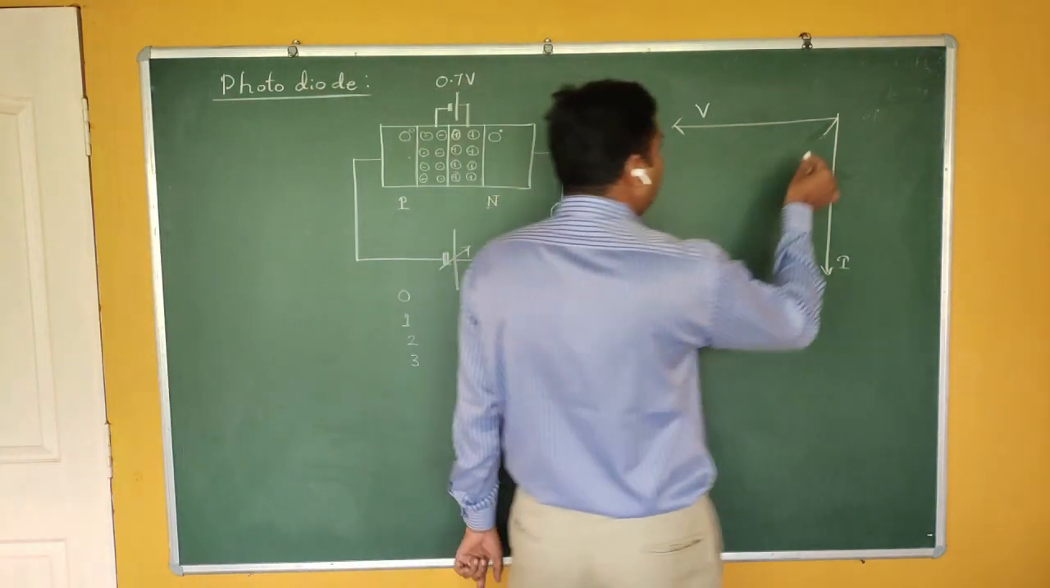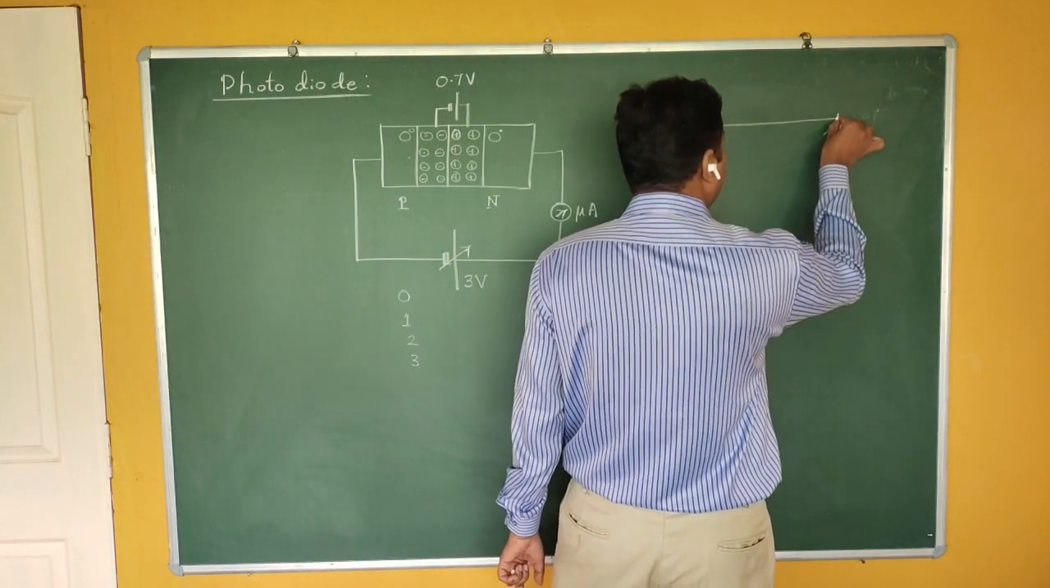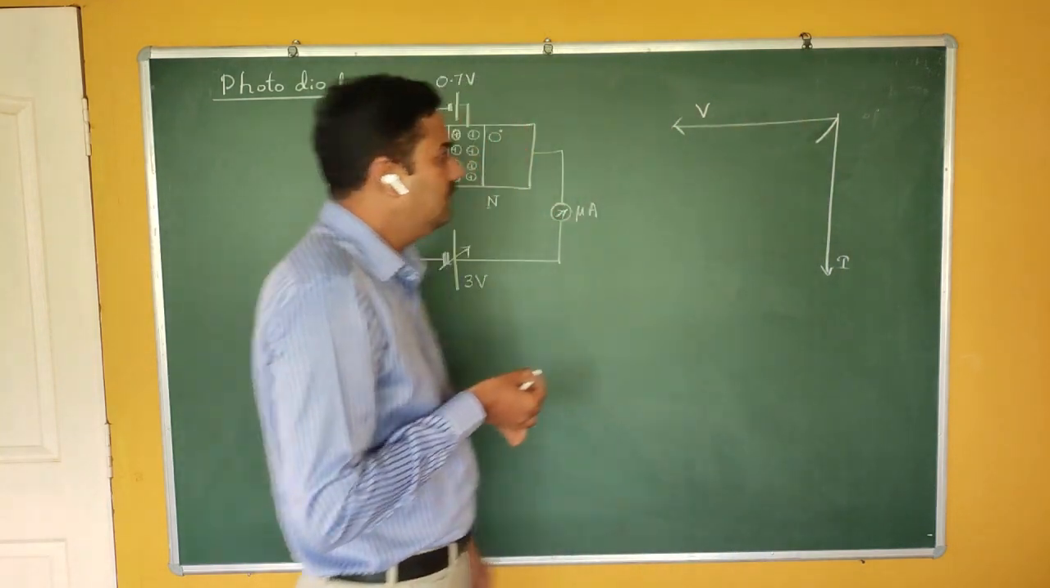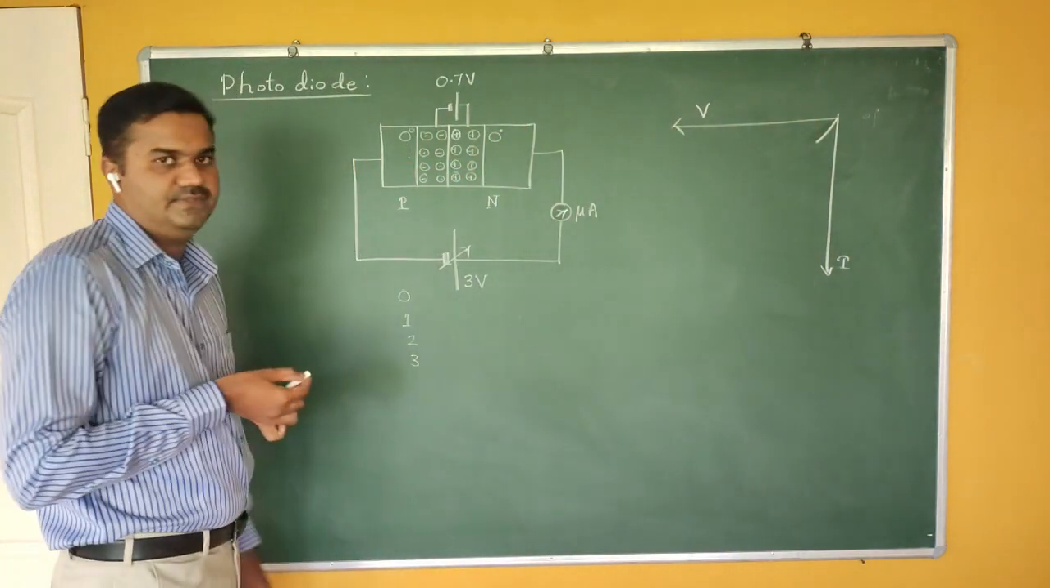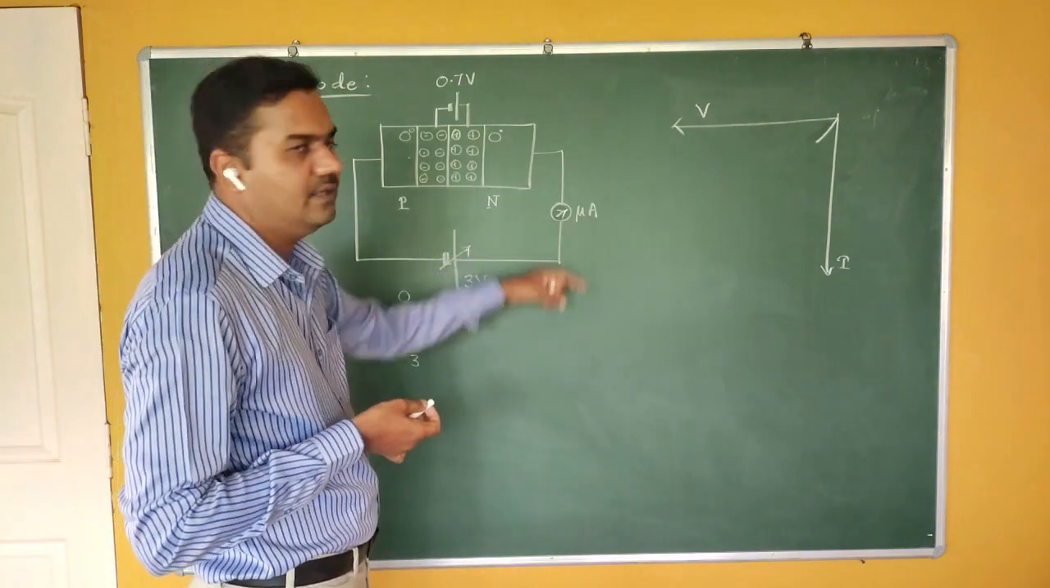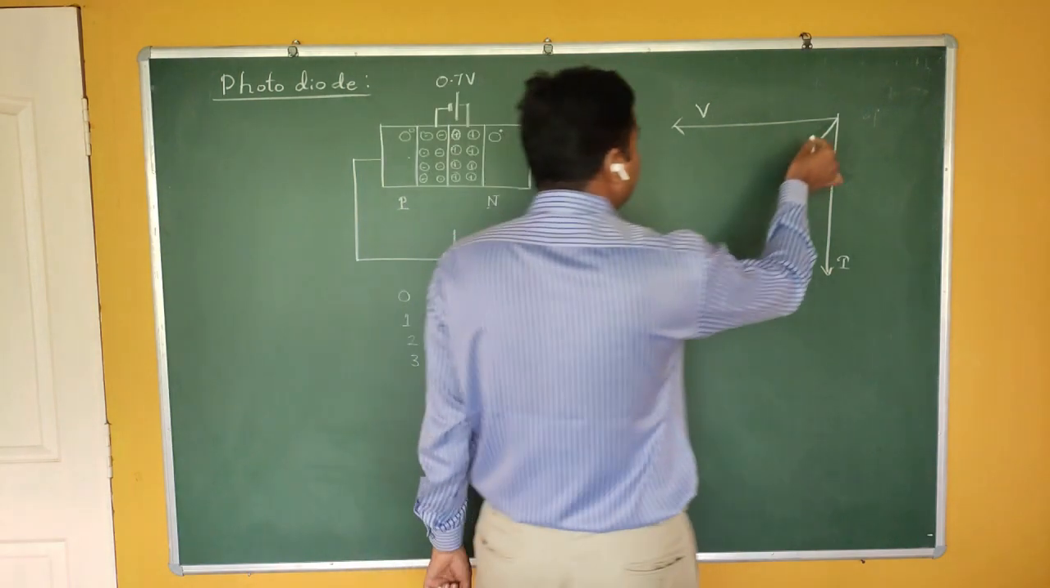As the voltage increases, you can see that this current also increases. Even though it is small, you can observe the increase in current here. So current is increasing.